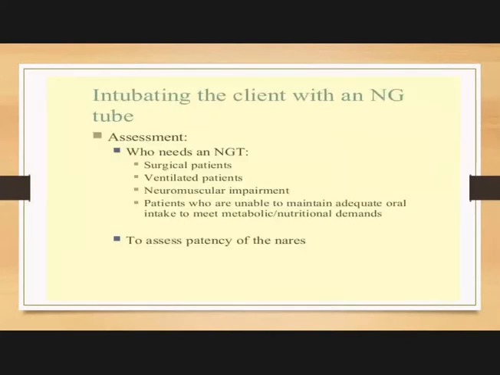Intubation, okay. Assessment: how to assess who needs an NG tube intubation? Surgical patients. If a patient has a surgical history, we have to pass the NG tube. Ventilated patients, neuromuscular impairment, and those who are unable to take adequate oral intake to meet metabolic and nutritional demand. Okay, most commonly, for whom are we using it? Those who are unable to maintain adequate oral intake. So we can pass the NG tube to assess the patency of the nares.